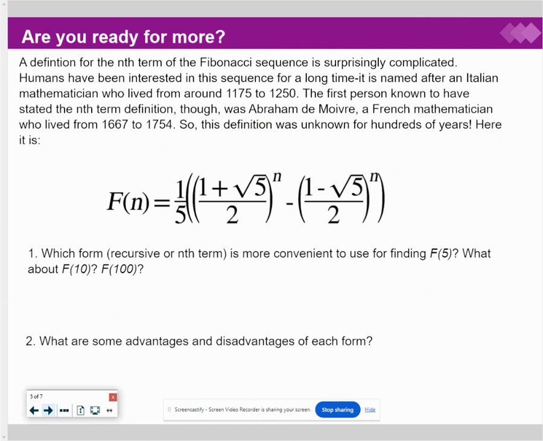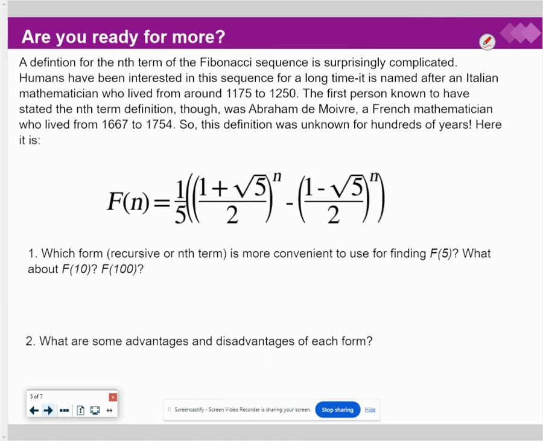Okay. I'm guessing that some of you have heard of the Fibonacci sequence, and it's just kind of a cool sequence that I really like. But it says the definition for the nth term of the Fibonacci sequence is surprisingly complicated, and this does look absolutely complicated. The Fibonacci sequence is just taking numbers in a sequence and adding.